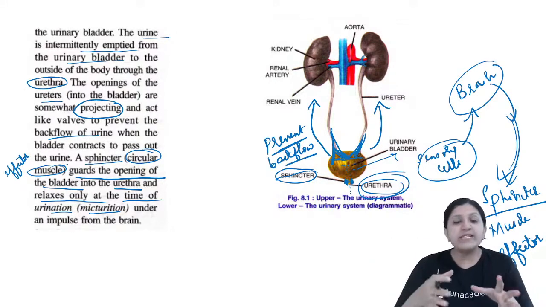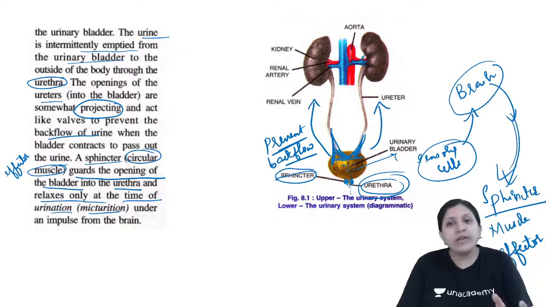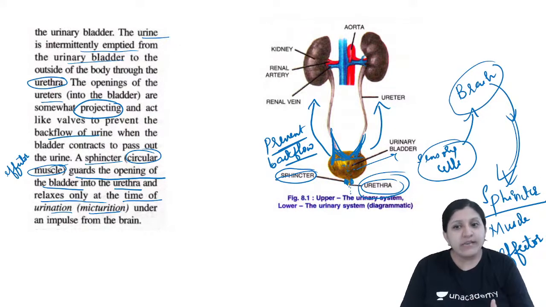Okay, so that is mainly because it is completely full. Where should the urine go? Urine cannot go over here, so pressure is built over there, and the sphincter is going to open up because the message is sent to the brain, and the brain is going to send a message or an impulse to this sphincter muscle, so it will open up.